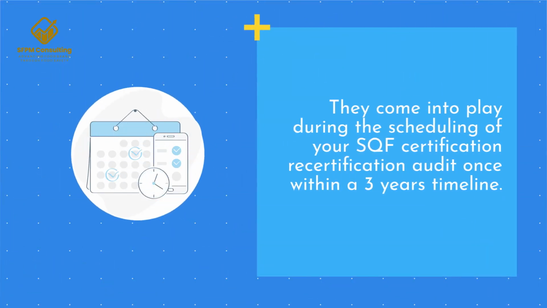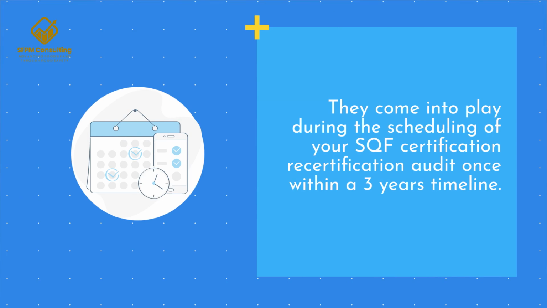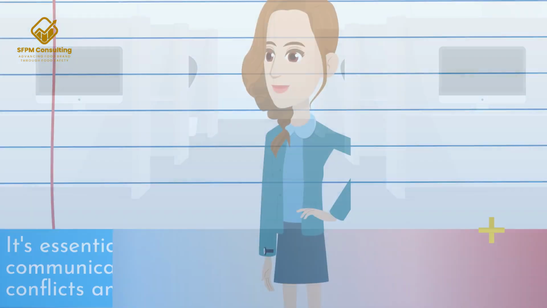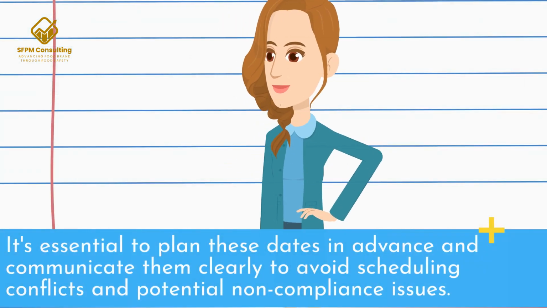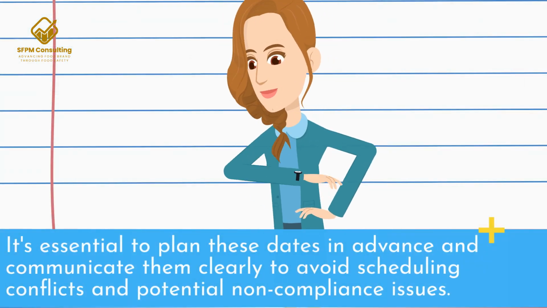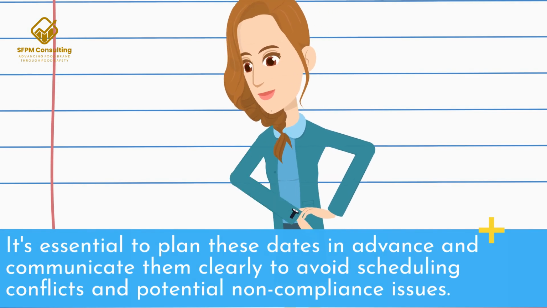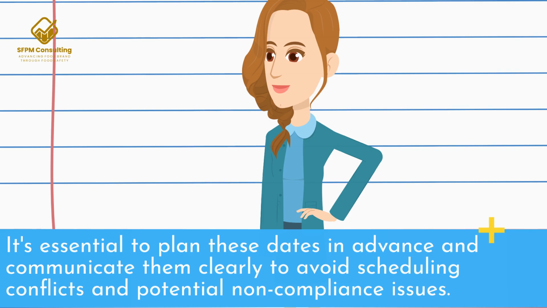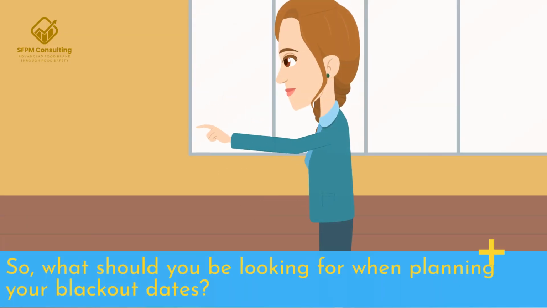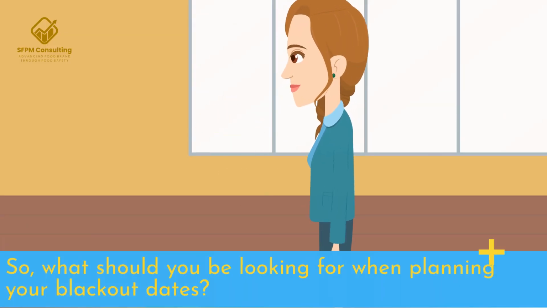They come into play during the scheduling of your SQF recertification audit once within a 3 year timeline. It's essential to plan these dates in advance and communicate them clearly to avoid scheduling conflicts and potential non-compliance issues. So, what should you be looking for when planning your blackout dates?